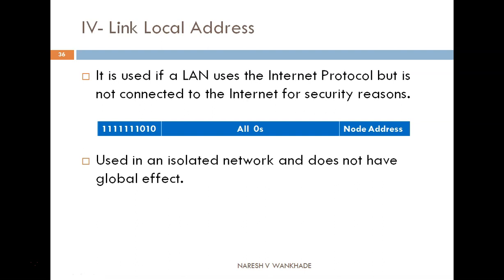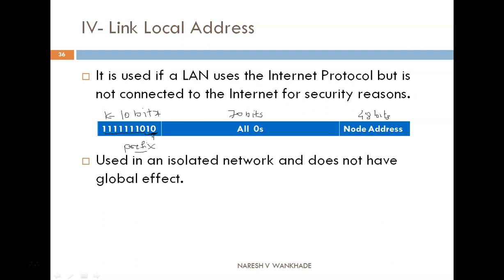Let's see link local address. This link local address is used if a LAN uses the internet protocol but is not connected to the internet for security reasons. It has three important fields. The first one is the prefix field. This total 10-bit field belongs to the prefix field. The next field is of 70 bits, containing all zeros, and the last field is the node address, which has 48 bits. This is about the representation of link local address.